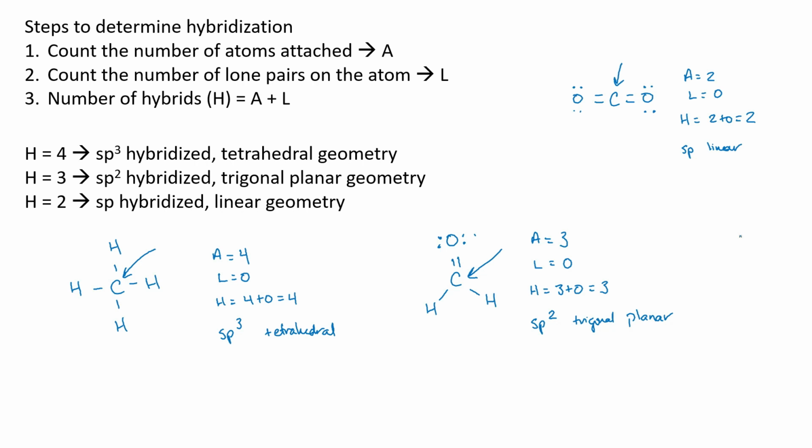So the steps to determine hybridization are really pretty simple, but again, the most common mistake is students counting lone pairs that are not on the atom that they are trying to determine hybridization for. So just watch for that.